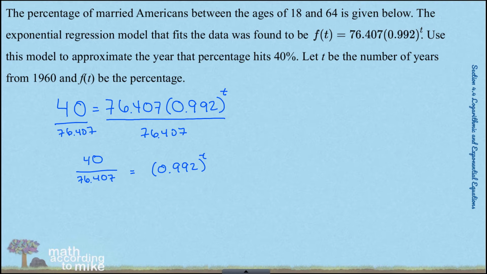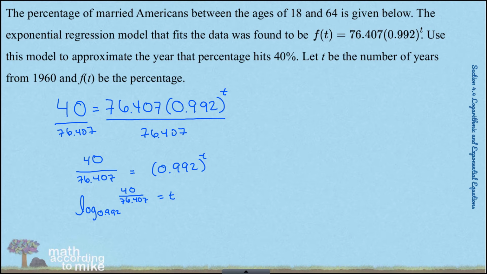All right, so we have an exponential equation that's not one-to-one. We need to turn this into a logarithm. The base of the exponent is the base of the log, so we can say log base 0.992 of 40 over 76.407 equals t.